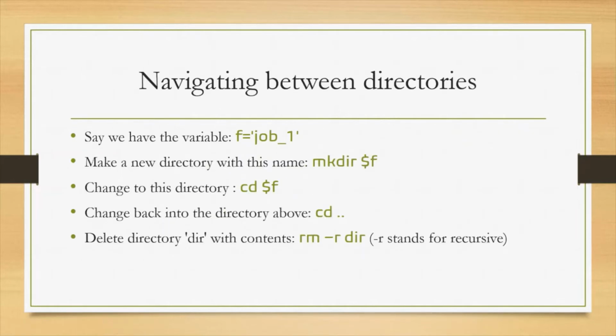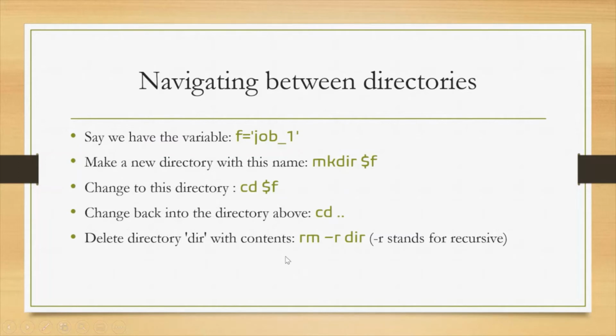Now, to navigate between directories, these are a few commands. Say that you have variable f, which is assigned to job_1, a name. If you want to make a directory with this name, you use mkdir, as we saw previously, short for make directory, $f, which calls this variable, and so makes a directory with the name job_1. To move into this directory, you use cd, which is change directory, followed by the name of the directory, or the variable, which holds the name of the directory. And to move back to the directory above, you use .. which moves one level above in the directory architecture.